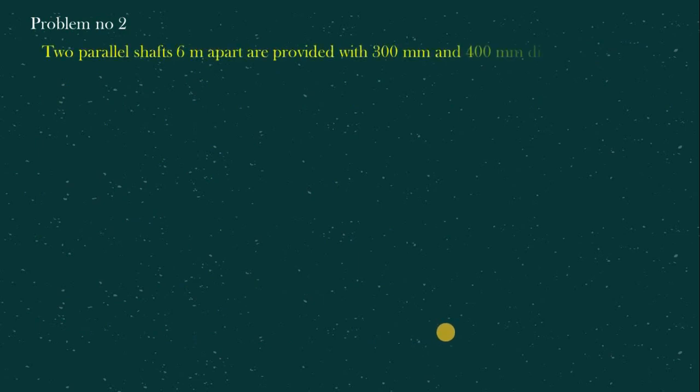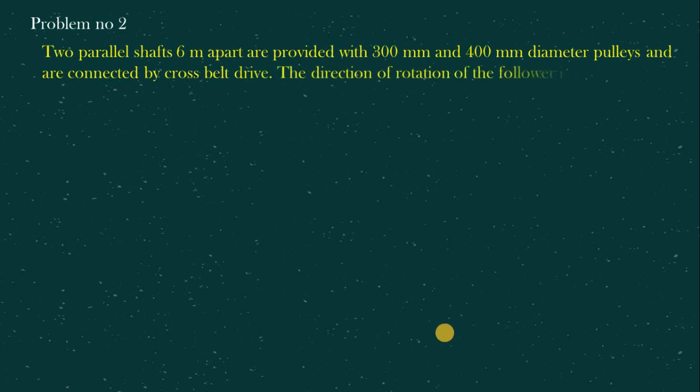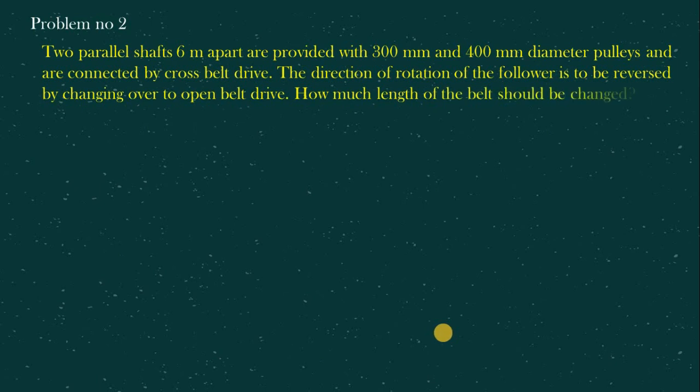Let's consider one more numerical. Two parallel shafts 6 meters apart are provided with 300 mm and 400 mm diameter pulleys and are connected by a cross belt. The direction of rotation of the follower is to be reversed by changing over to open belt drive. How much length of the belt should be changed?